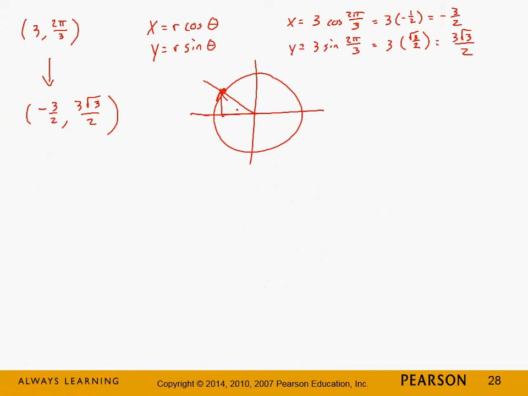Now, let's talk about going the other way. Say you have the point negative 2, negative 4. And you want to go from rectangular to polar, all right? So how do we do that?